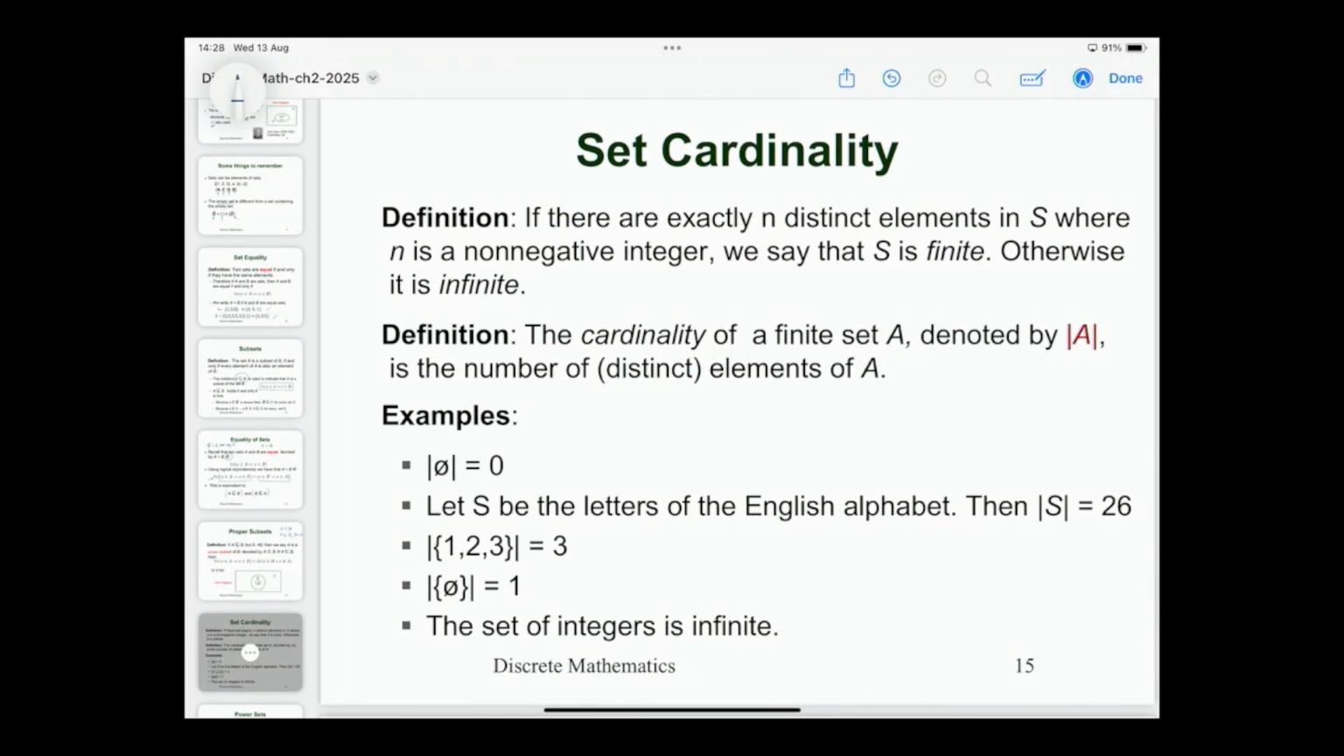The cardinality of a set. This is another notation that we have to know. Cardinality means the size of the set or the number of elements in the set. Just like we can see examples here. For set A, the cardinality, we use this sign, means the size or number of elements in the set.